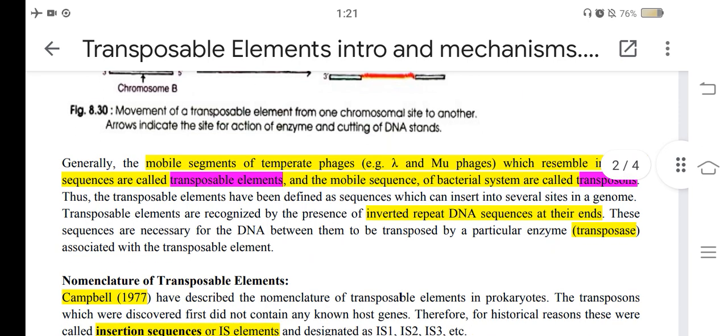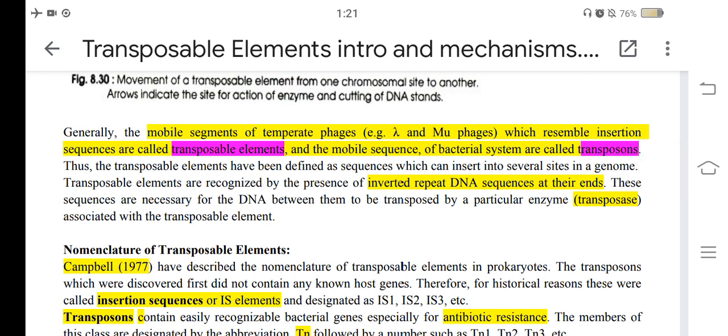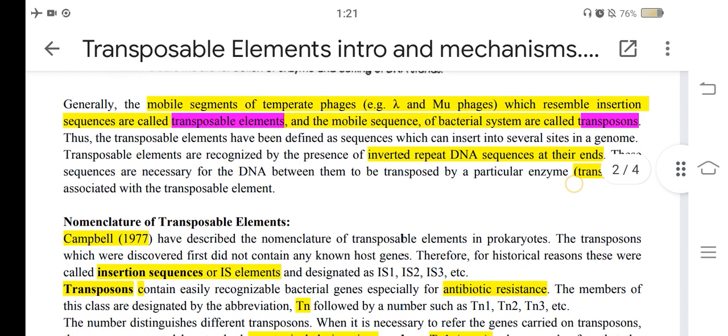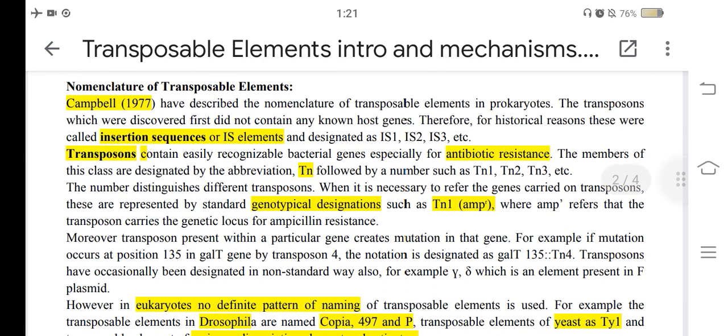Generally, the mobile segments of temperate phages like lambda and Mu phages, which resemble insertion sequences, are called transposable elements, and the mobile sequences of bacterial systems are called transposons. Thus, transposable elements have been defined as sequences which can insert into several sites in a genome. Transposable elements are recognized by the presence of inverted repeat DNA sequences at their ends. These sequences are necessary for the DNA between them to be transported by a particular enzyme, or transposase, associated with the transposable element.